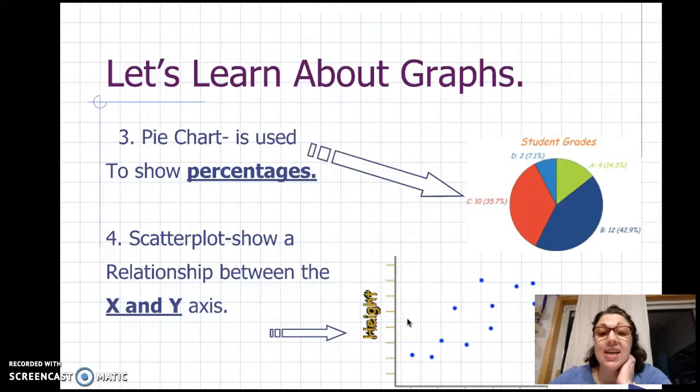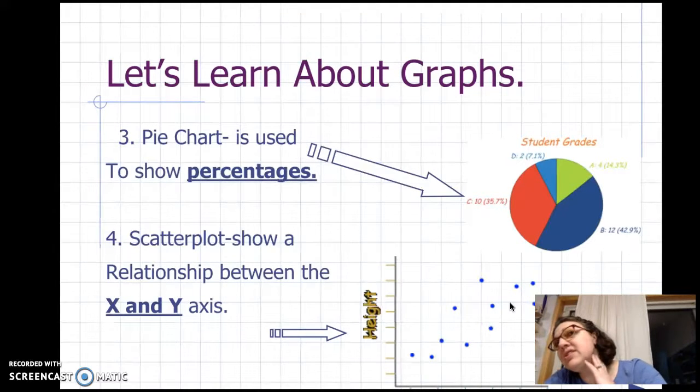And then finally, a scatter plot shows the relationship between the X and Y axis. So height compared to weight, or you already could have made a graph this year where you did heart rate versus pulse rate. For density, you can do mass and volume. You can do reaction time and age. So it's just when you're comparing any two things, it looks similar to a line graph.